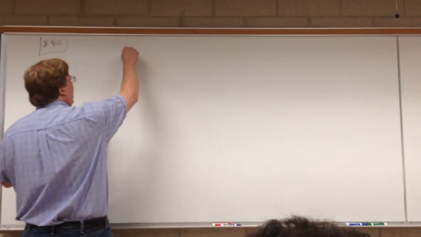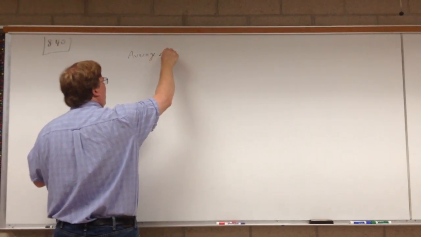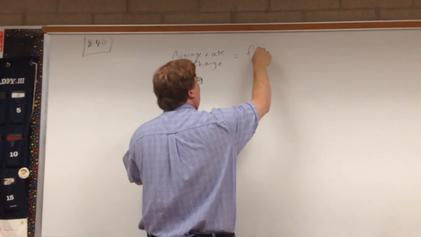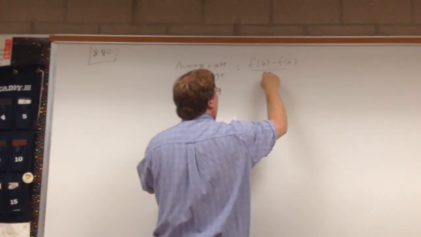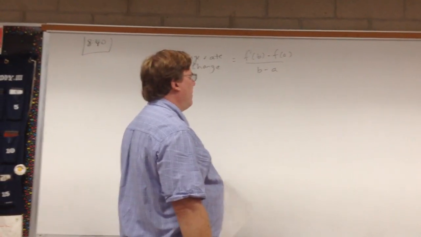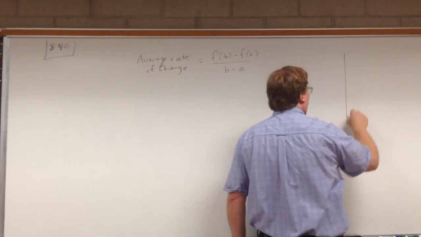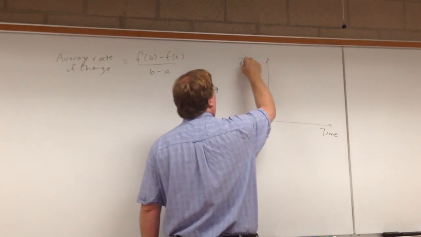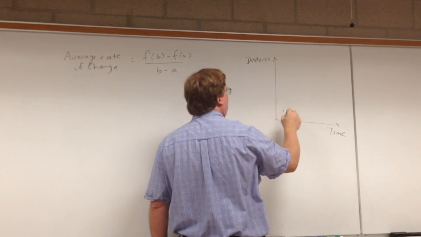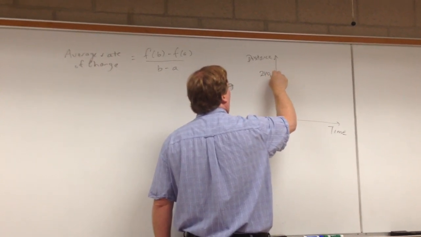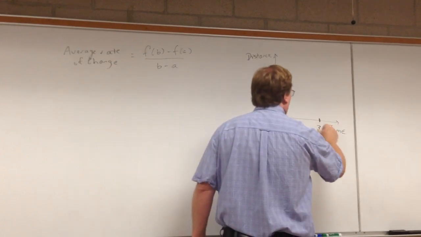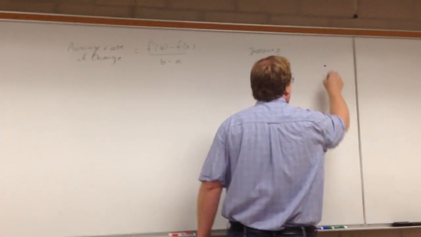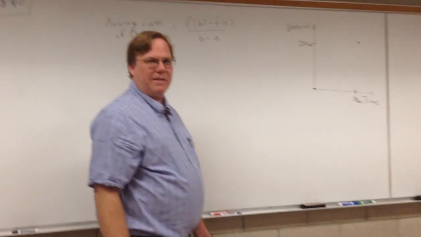Okay, so here it comes, average rate of change. Your average rate of change generally is f of b minus f of a over b minus a. If I can show you this with a graph, let's say this axis is time and this axis is distance, okay? And here's 240 miles, and here's 3 hours. I started here, I ended in Las Vegas there. How I got there doesn't matter.